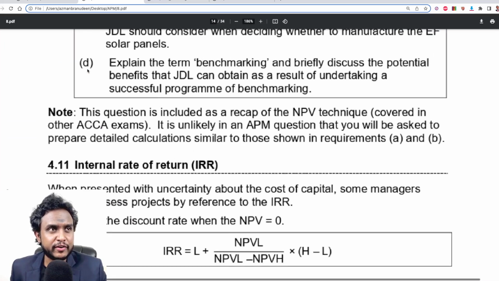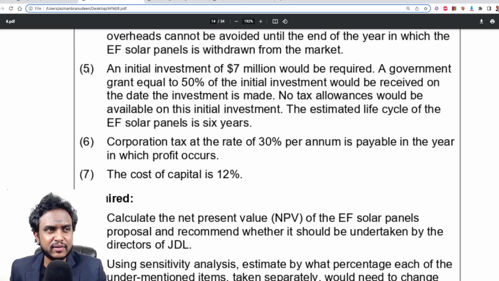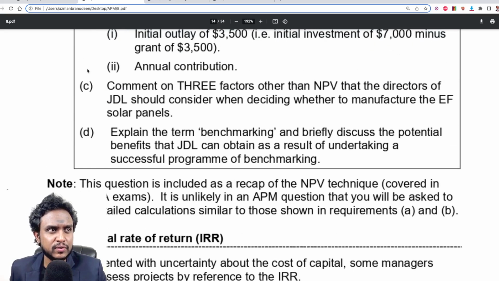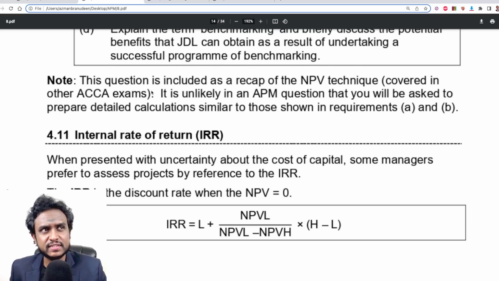However, what I want to remind you is, this calculation is an entire good sum with the answer also. But look at this. This question is included as a recap of NPV. It's from, I think, F9. But in APM or F9 or F5.